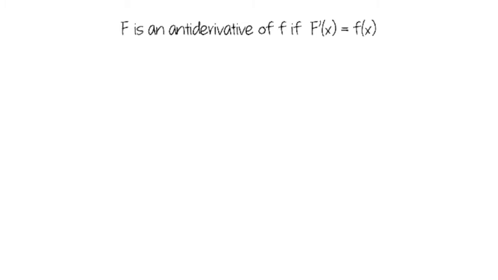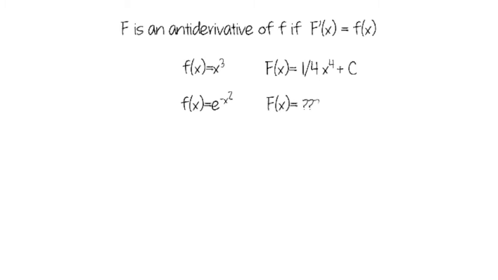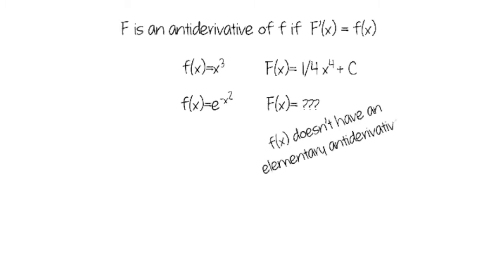For example, if little f of x is x cubed, then big F of x will be 1/4 x to the 4th plus some constant c, because the derivative of 1/4 x to the 4th plus c is x cubed. But what if you had a function like e to the negative x squared? You can't use the power rule or rules for exponential functions. Unfortunately, none of our basic derivative rules work. The formal way to say this is that little f of x does not have an elementary antiderivative.